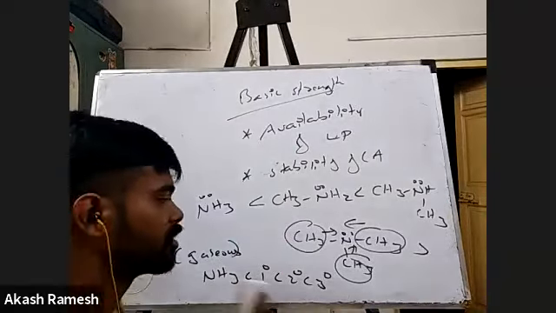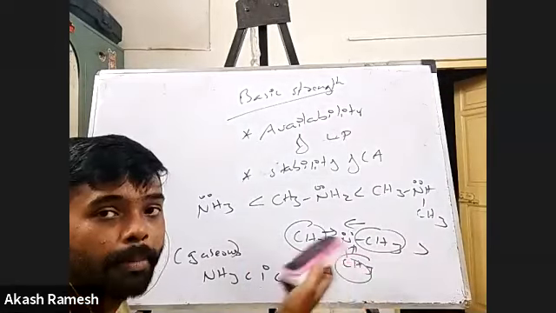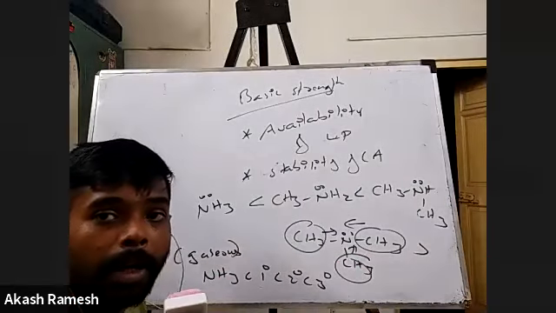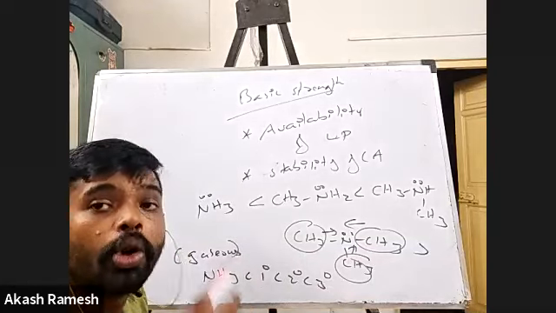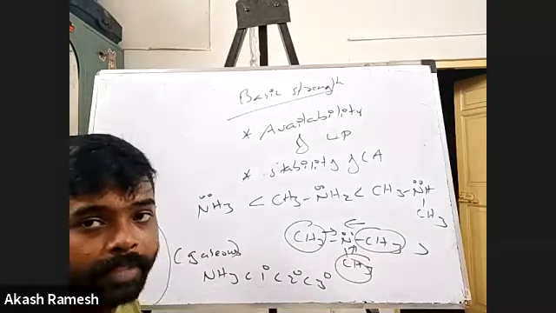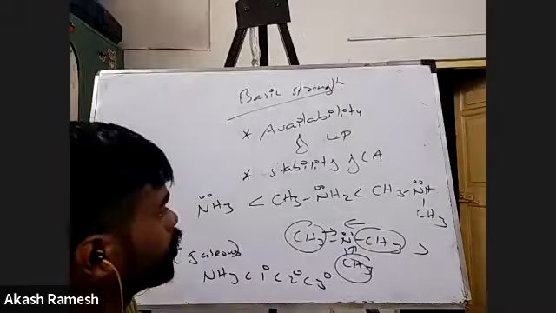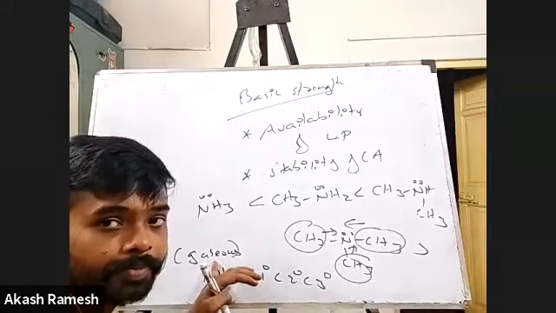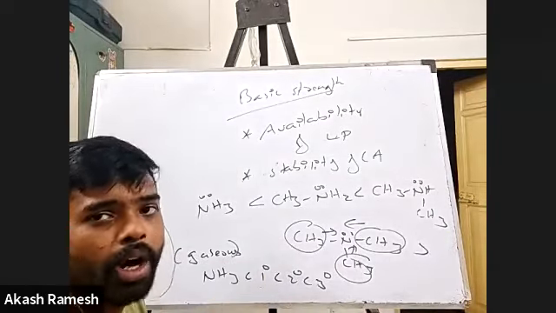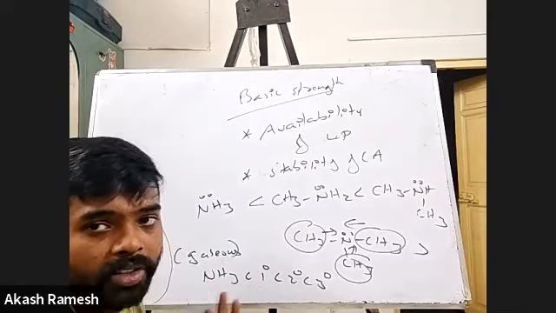So till now, any questions? Till now, we understood that tertiary has the maximum basic strength and ammonia has the minimum basic strength because of the electron donating group present in tertiary. That's it. Okay, right? So this is in the gaseous phase, because in the gaseous phase, there is no other criteria other than the availability of the lone pair. That is the only criteria.